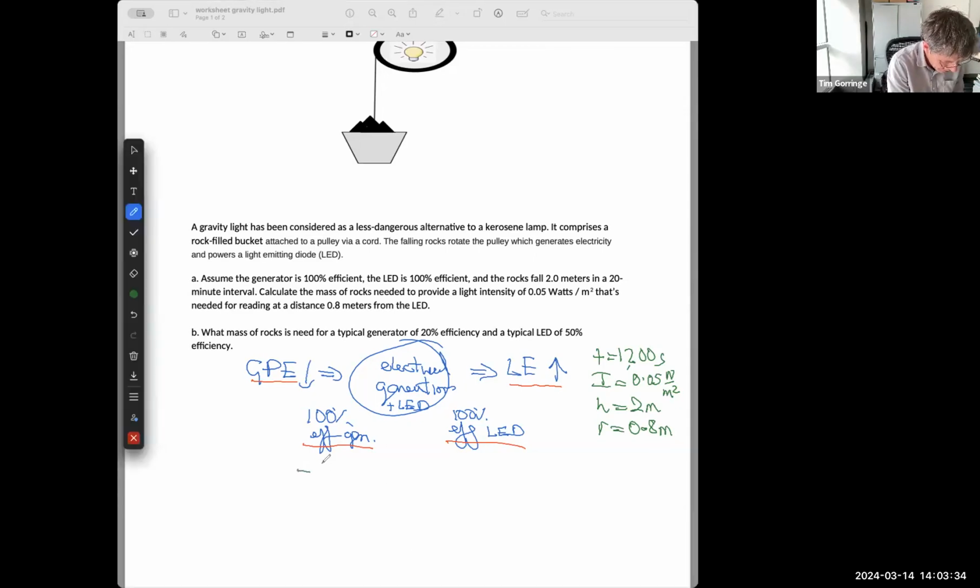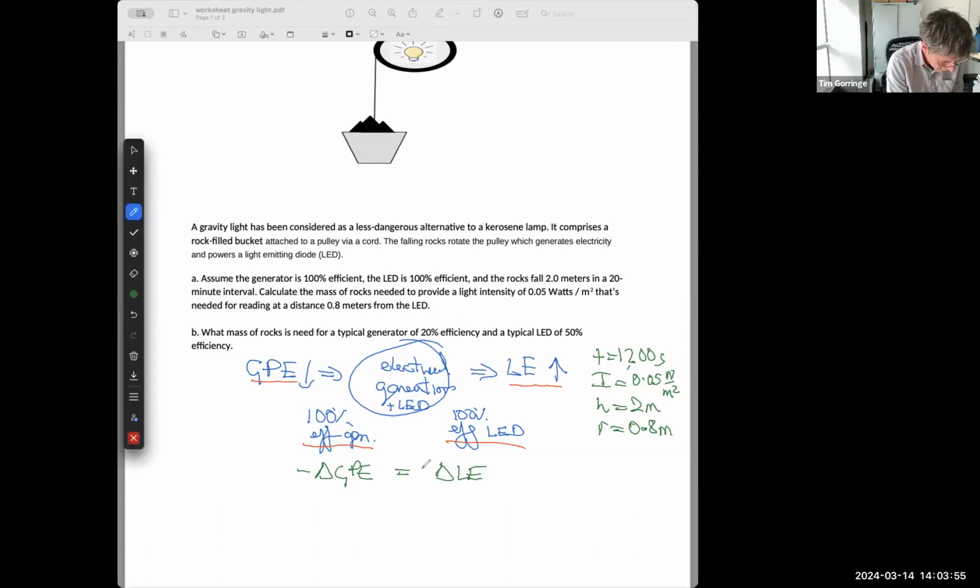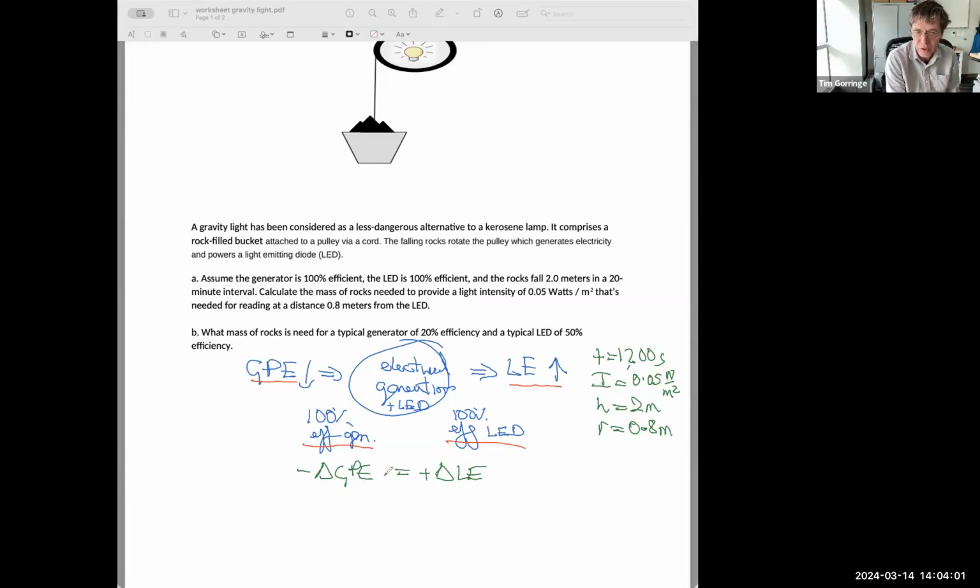Simply going to be that the change in gravitational potential energy, delta is the change, GP is the gravitational potential energy, is going to be equal to the change in light energy, the amount of energy that's carried off by the light. Now, you notice I've got a minus sign and a plus sign on the two energies on the two sides of the equation. That's because one is releasing and one is increasing. So one is giving up energy, gravitational potential energy. One is acquiring energy, light energy. And so they're opposite in sign.